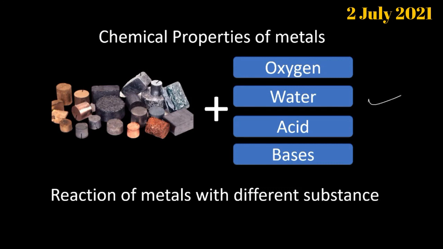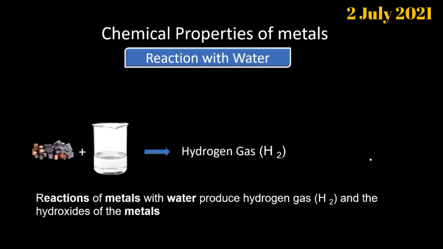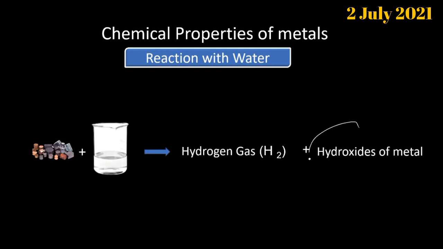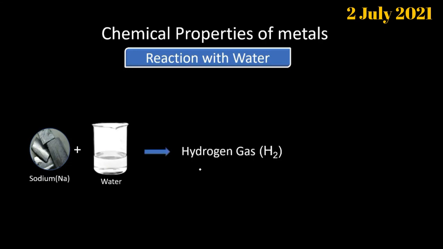Next we'll go for water. When the metals react with water, hydrogen gas is formed plus hydroxides of metal. We will take one example here. Let's take sodium. When sodium is added to water, it has to be done very carefully because it gives out a lot of heat and sometimes a bit of explosion, which you have seen in the initial videos. So hydrogen gas and sodium hydroxide.